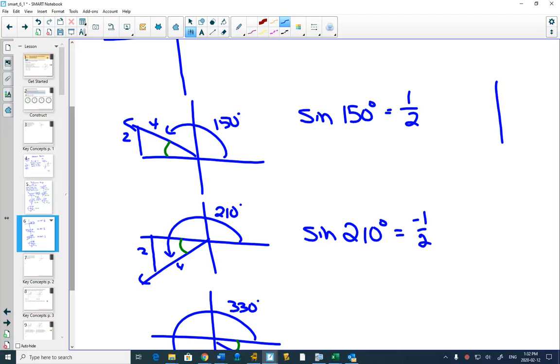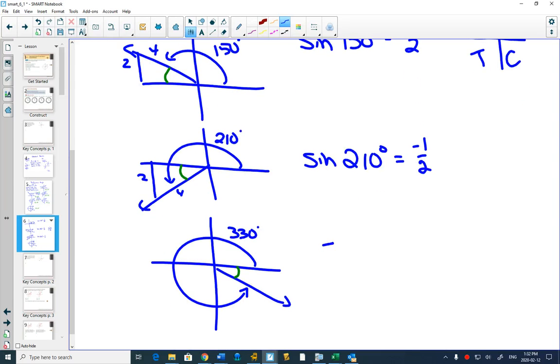Do you guys remember also learning the CAST rule in grade 11? According to the CAST rule, all of them are positive in quadrant 1. Sine is positive in quadrant 2. That's why we got a 1/2 here. Tan is positive in quadrant 3, so sine would be negative. Cosine's positive in quadrant 4, so sine would be negative in quadrant 4 again. And sure enough, if you do this in your calculator, you get -1/2 again.